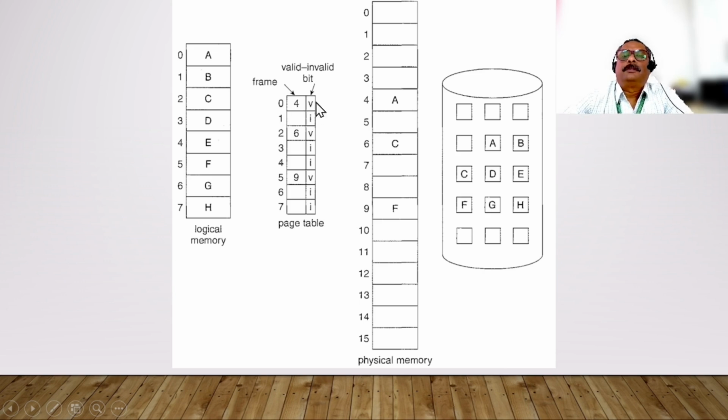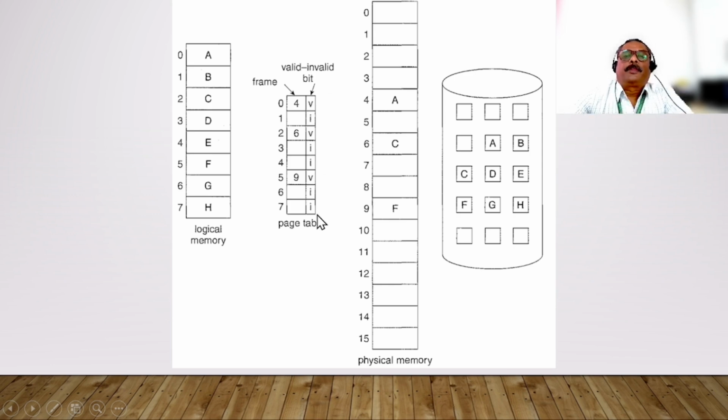So frame 4 we have A, and then we have C. C means the logical page number 2, it is there in frame 6, and F we have, which is there in frame 9. F is logical page 5. 5 has got an address of 9. So 4, 6 and 9: 4 is A, 6 is C, and 9 is F. Only 3 are there for this particular process, therefore only 3 pages are on the main memory. So only for 3 pages we say V, and others we say I. This is the valid invalid bit.